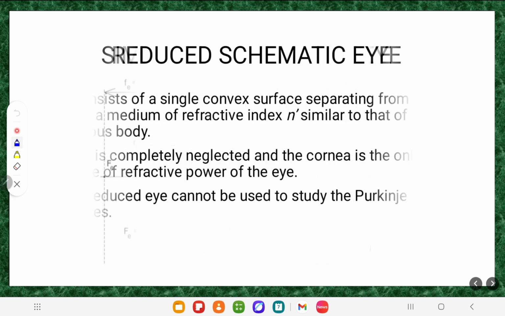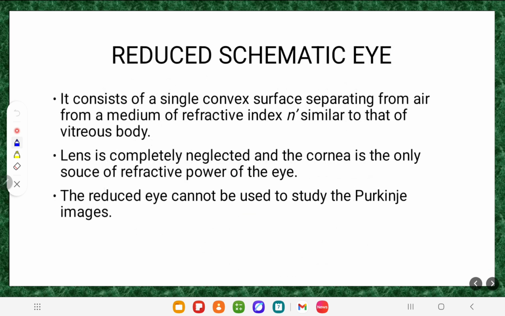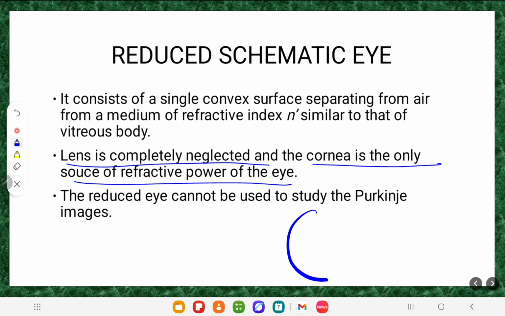Okay, so let's come to the reduced schematic eye. The reduced schematic eye is used a lot in discussing simple concepts in optometry and vision science, and obviously it consists of a single convex surface separating air from a medium of refractive index similar to the vitreous body, and the lens is completely neglected. So cornea only, and the cornea is the only refracting surface. So it means the refracting power resides in only one surface. There is no four surfaces, there is no two or three surfaces, only one surface.